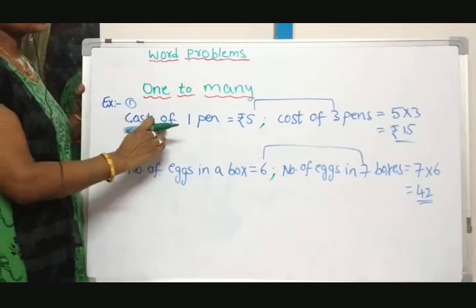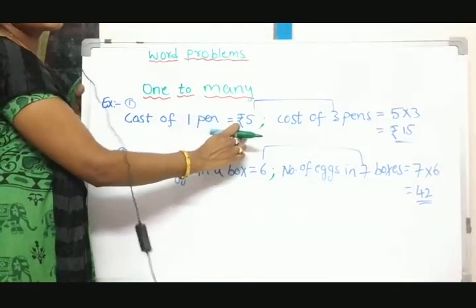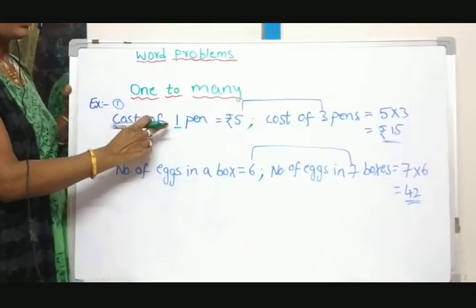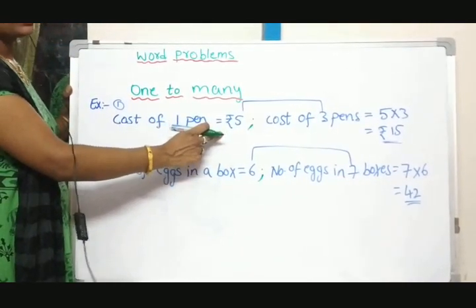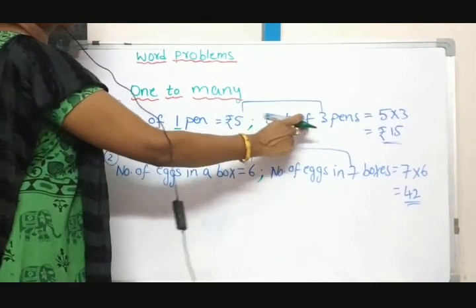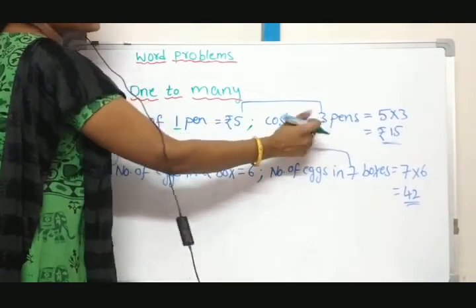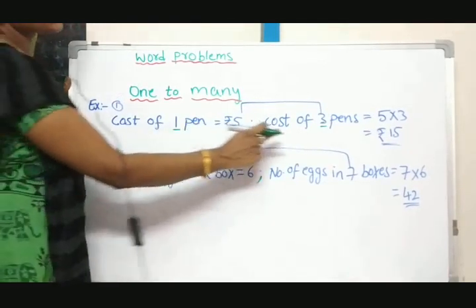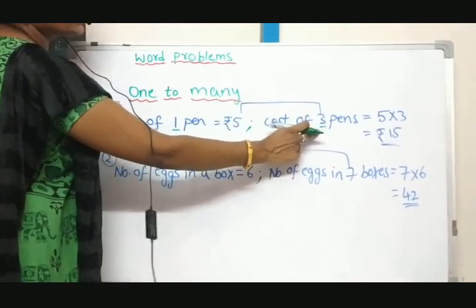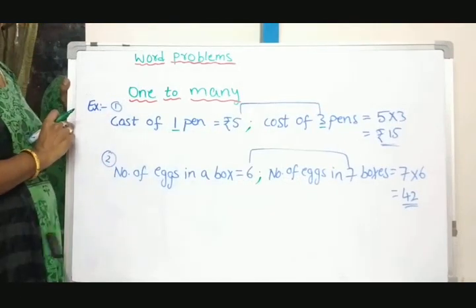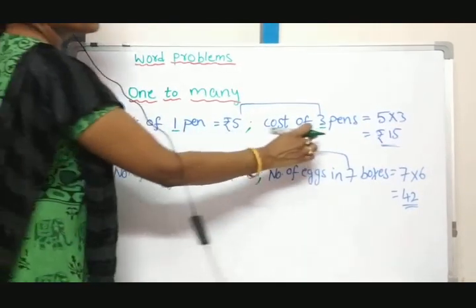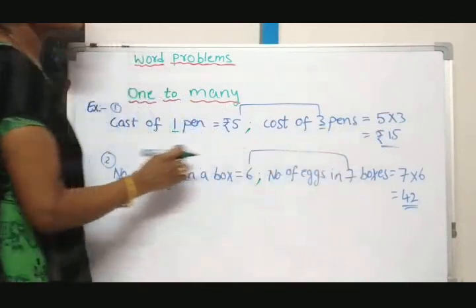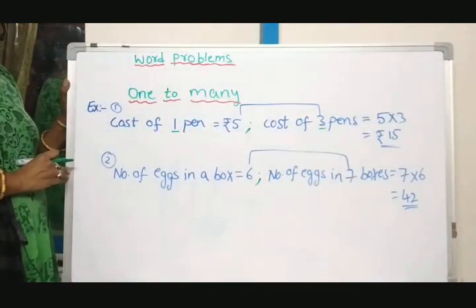For example, cost of 1 pen is ₹5. Here the cost is mentioned for 1 pen as ₹5 and we are asked to find the cost of 3 pens, meaning 3 is many. The information is given for 1, asking us to find for many. So in that case, we use the operation multiplication. So the cost of 3 pens is 5 into 3, it is 15 rupees.